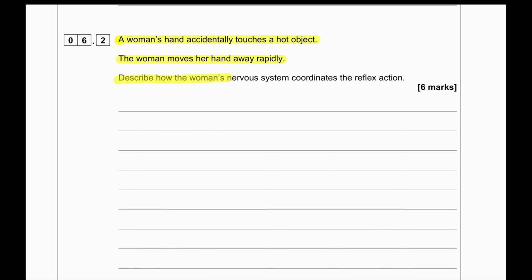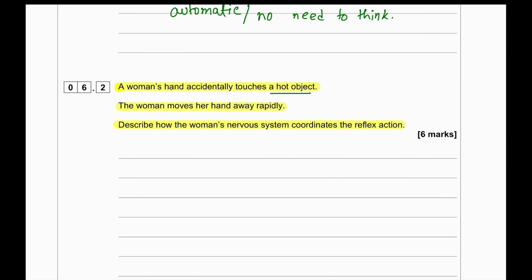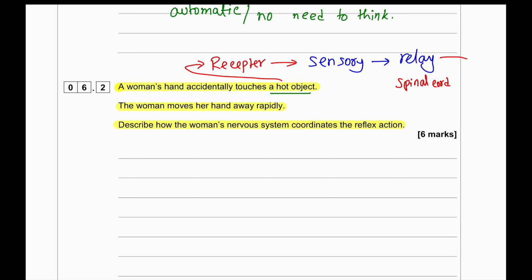Describe how the woman's nervous system coordinates the reflex action. So, touching the hot object will be detected by the receptors in her hand, and then the receptor will generate an impulse which will travel down through her sensory neuron to the relay neuron, which is in the spinal cord. And then from the relay neuron, it will be conducted to the motor neuron. From the motor neuron, it will be conducted to the muscle. And the action will be removing the hand.